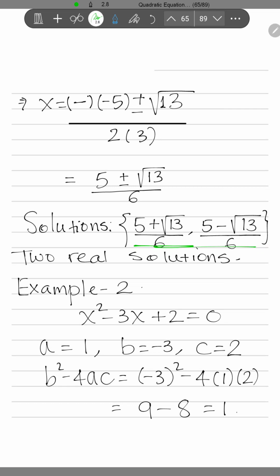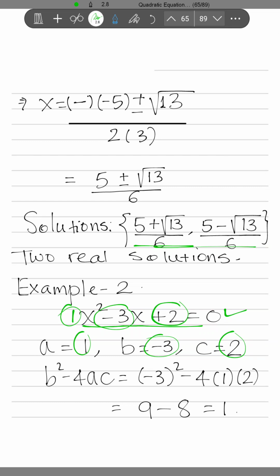Example 2. X squared minus 3x plus 2 is equal to 0. This is in the general form of a quadratic equation. Good. What's the value of A? A is 1. What's the value of B? B is minus 3. And the last one, the value of C is 2. Now we have A, 1, B, minus 3, and C, 2.